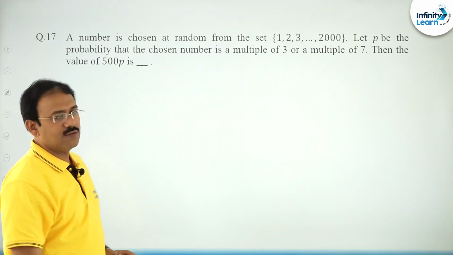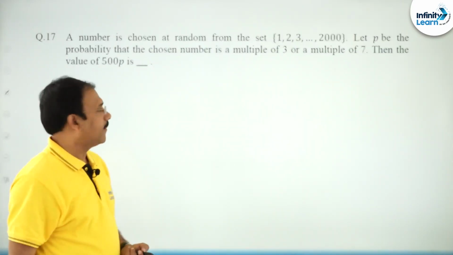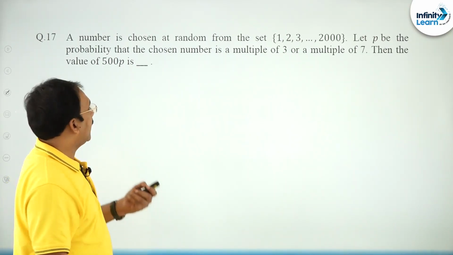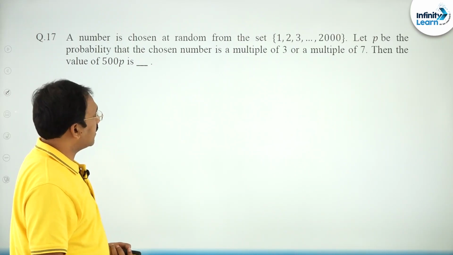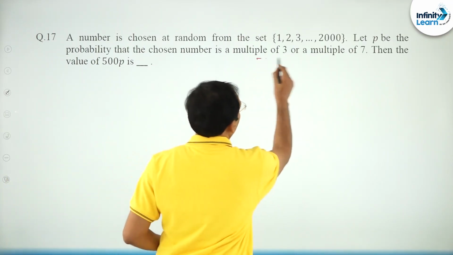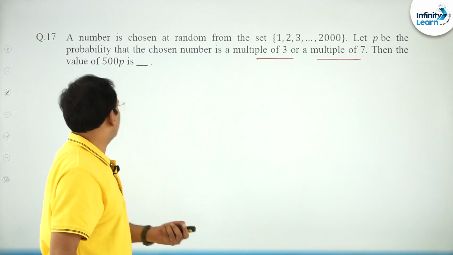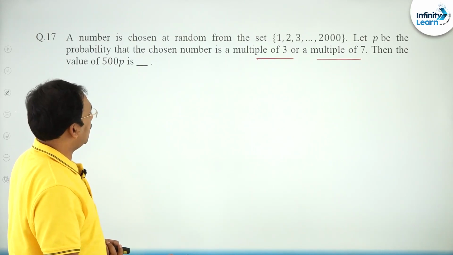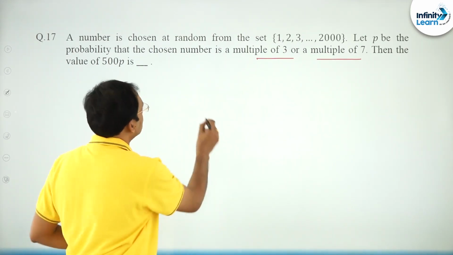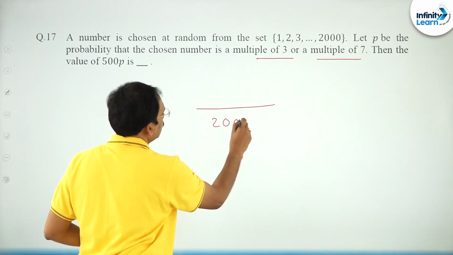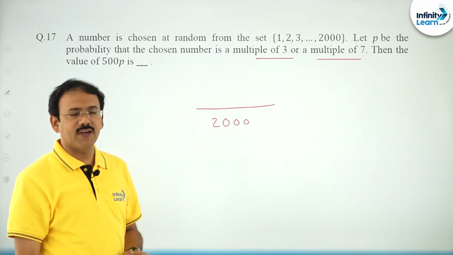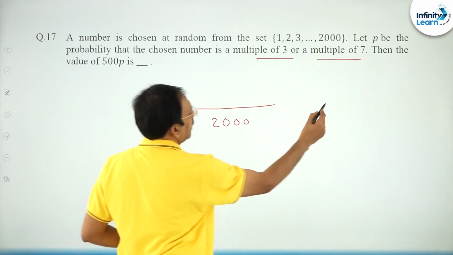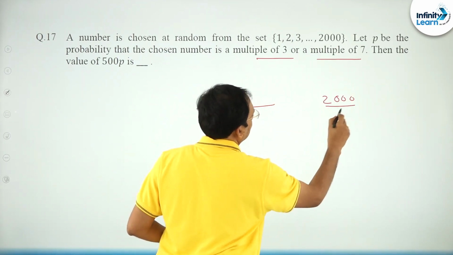Now the next one, you see this question: a number is chosen at random from 1 to 2000, let p be the probability that the chosen number is a multiple of 3 or a multiple of 7. It is a simple question, what is the value of 500p? Next, if you choose one particular number out of 2000 numbers, the total number of cases is 2000C1, that is 2000. How many multiples of 3 will be there out of the first 2000 natural numbers?